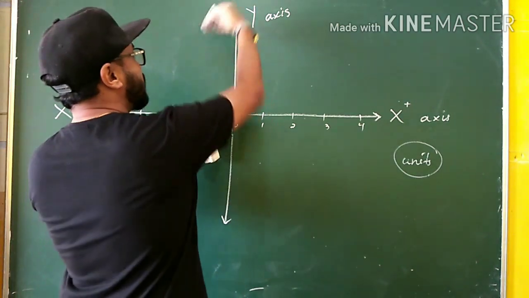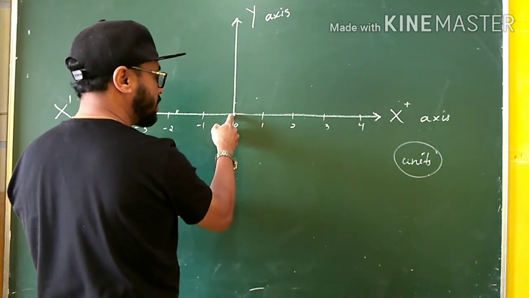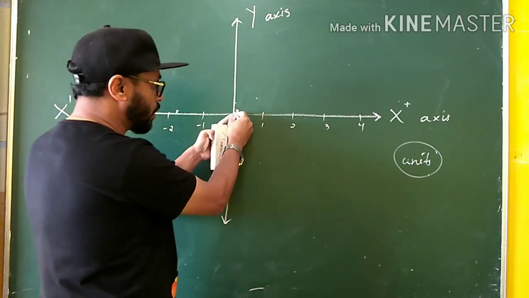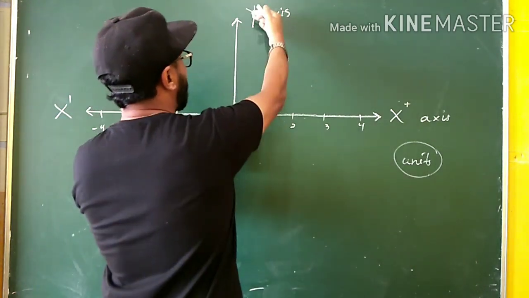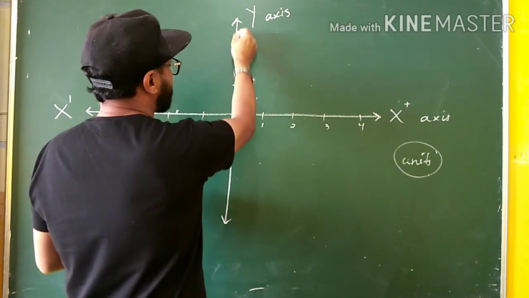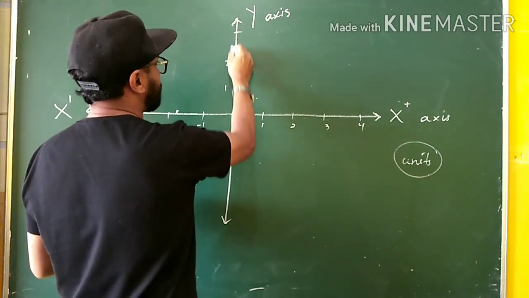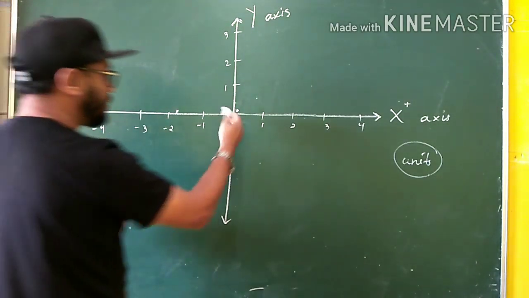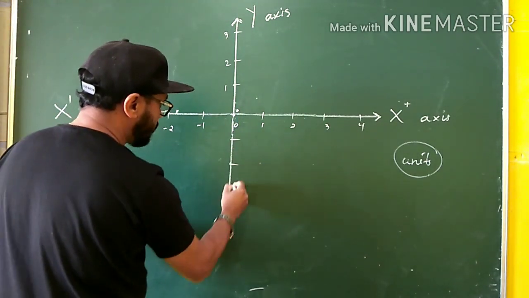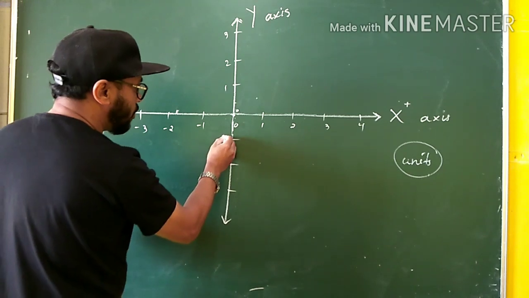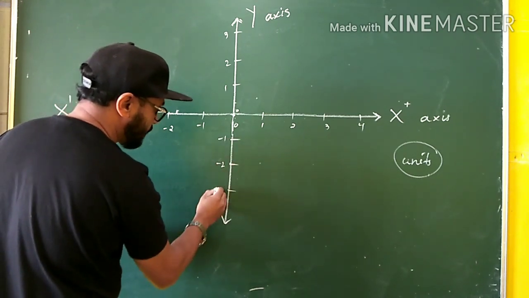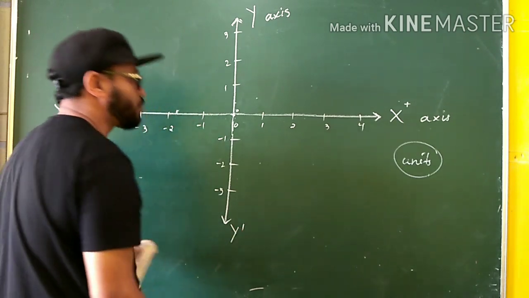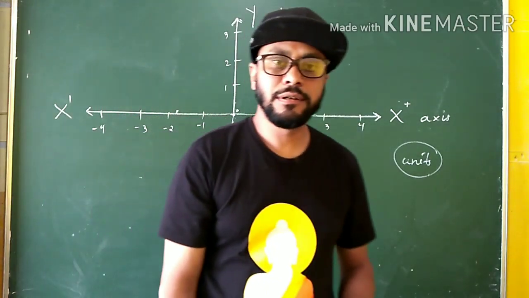Similarly, above the origin, now this is the origin, keep this in mind, the value of y is also 0 at this point, at the origin. Now above the origin, all the values of y are positive: 1, 2, 3 and so on. This arrow means it will go till infinity. And down the origin on the y-axis, all the values are negative. Now it is denoted by y prime or y dash.